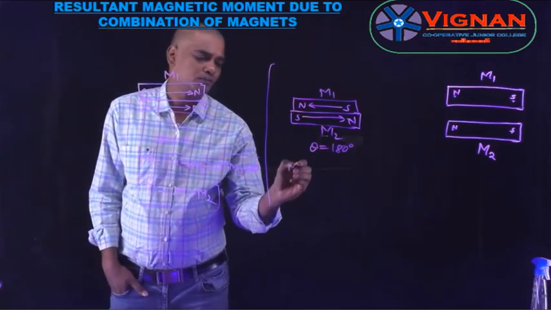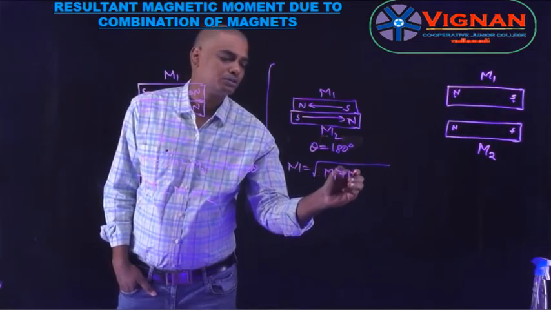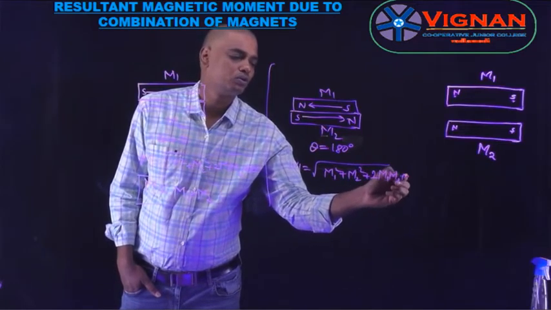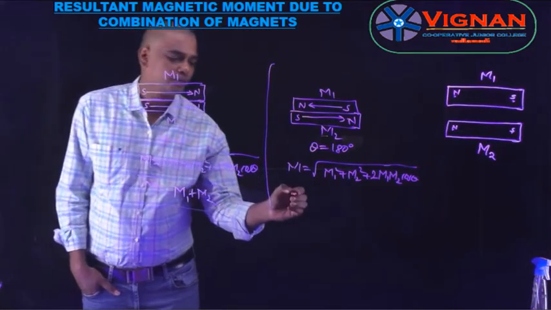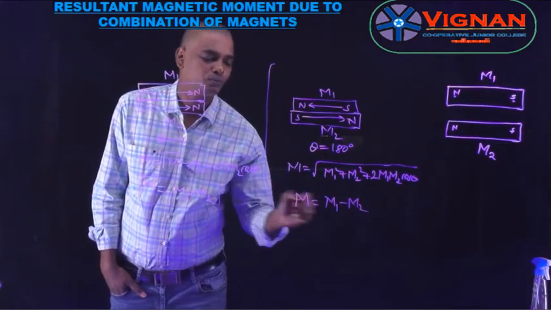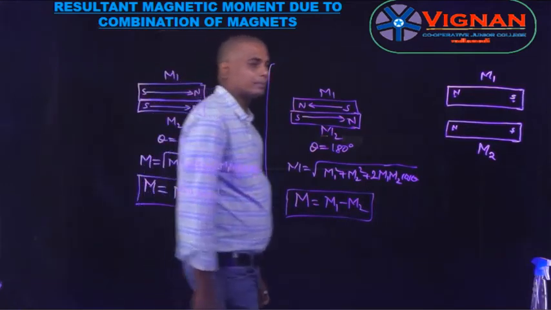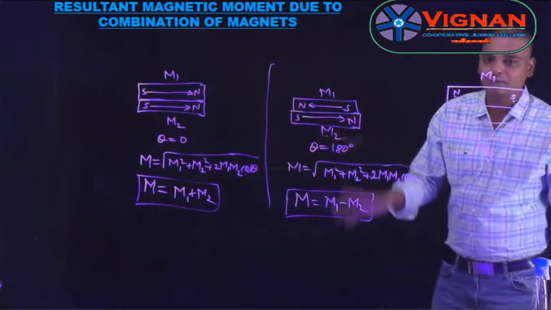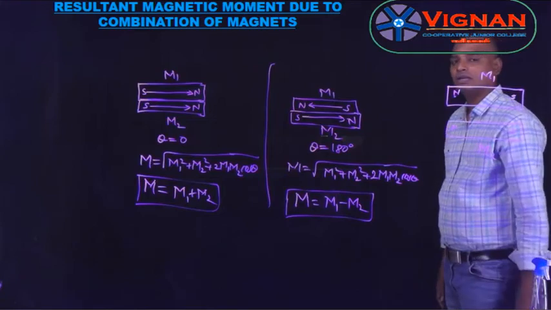So substituting in the formula, M is equal to root over m1 square plus m2 square plus 2 m1 m2 cos theta. Substituting the value of theta equal to 180 degrees and solving, we will get M is equal to m1 minus m2. So the resultant magnetic moment when two bar magnets are combined one above the other, with like poles touching and unlike poles touching, is given by these formulas. In this way, we can solve our problems.